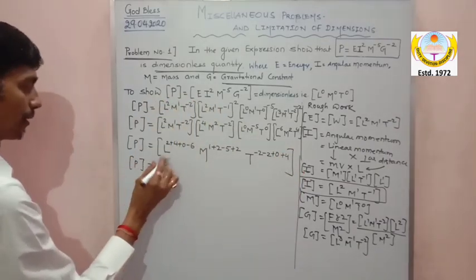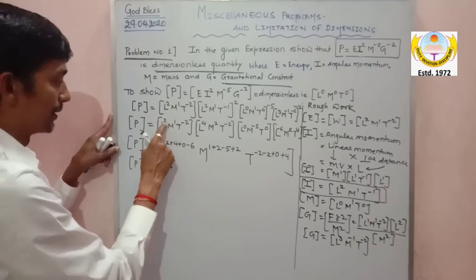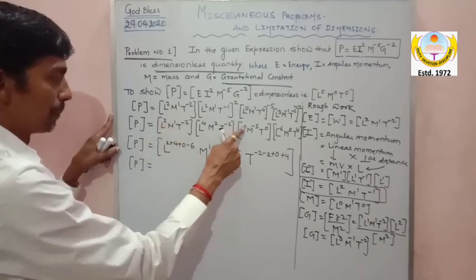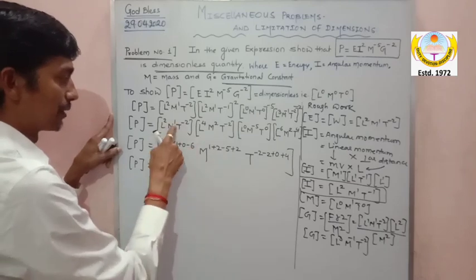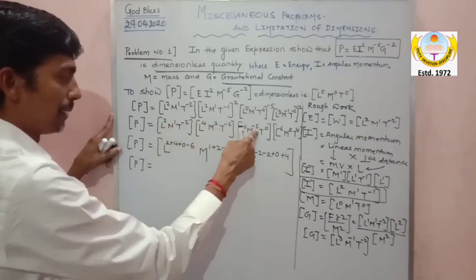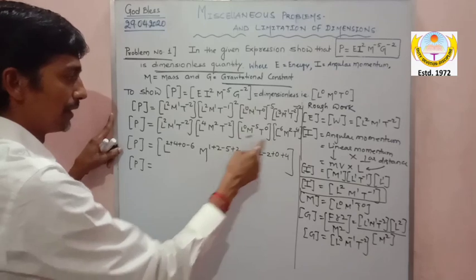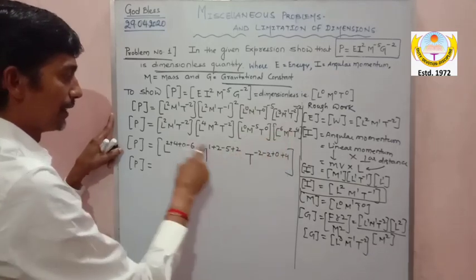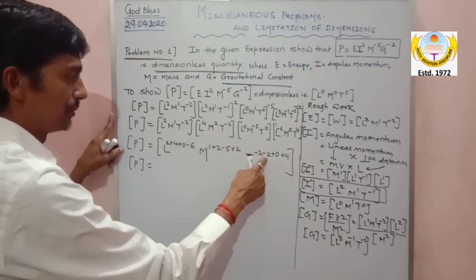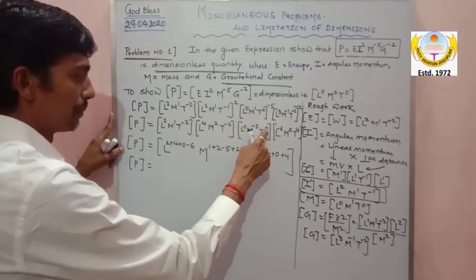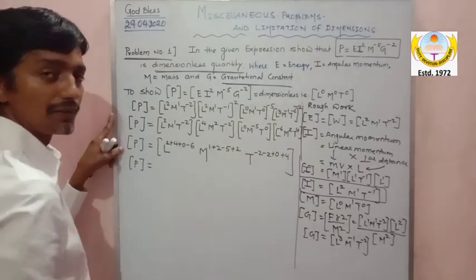This is P is equal to, once again, L power, this is 2 plus 4 plus 0 and minus 6. M power, this is 1 plus 2 minus 5 plus 2, right? There is plus 2. And T power minus 2, right? Here it is minus 2. So minus 2 plus 0 plus 4. So I hope it is clear.